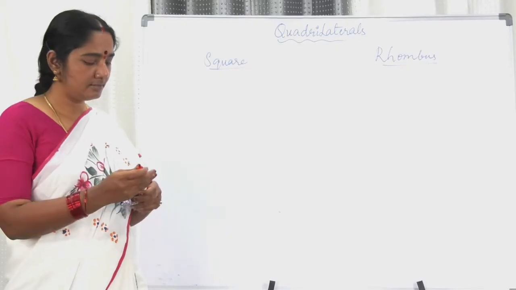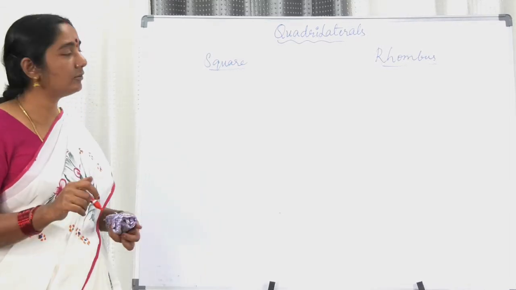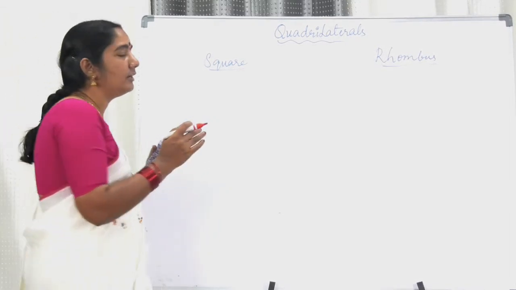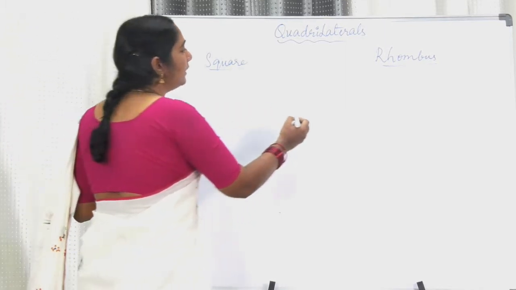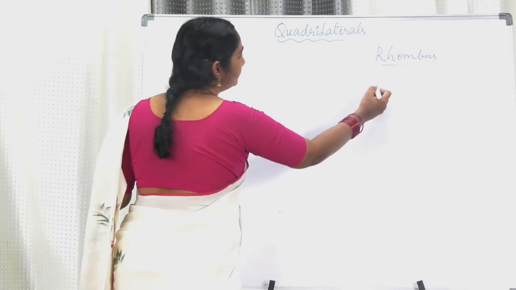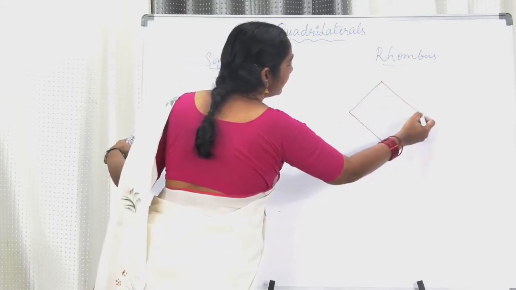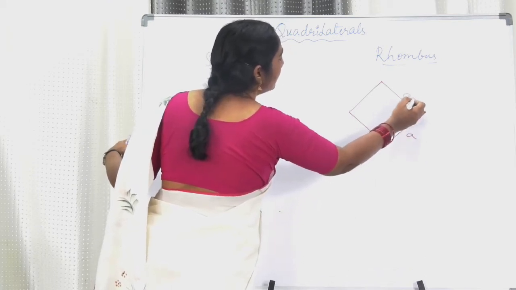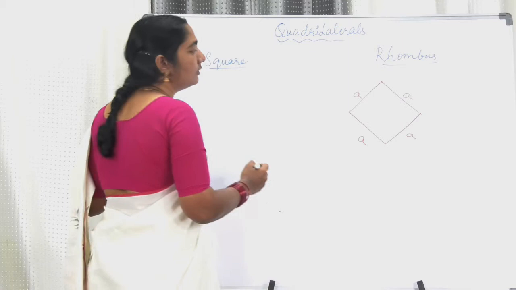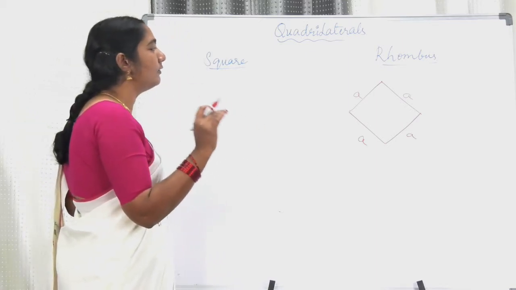So my dear friends, we have been discussing the area of a rhombus and the perimeter of a rhombus. Let us see. If we tilt the square, we get a rhombus. In the case of a rhombus, all sides are equal, but all angles are not 90 degrees. That is the only difference.